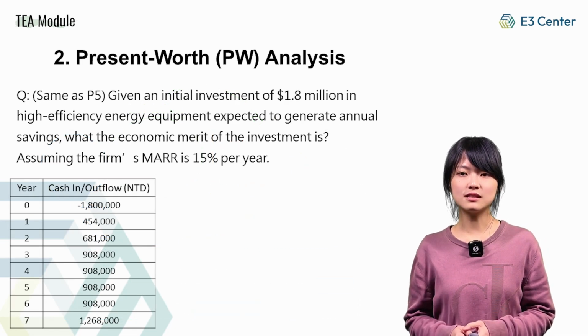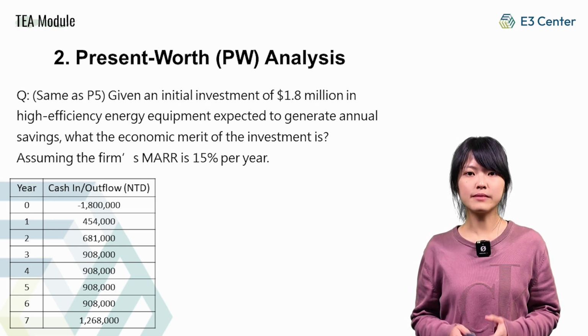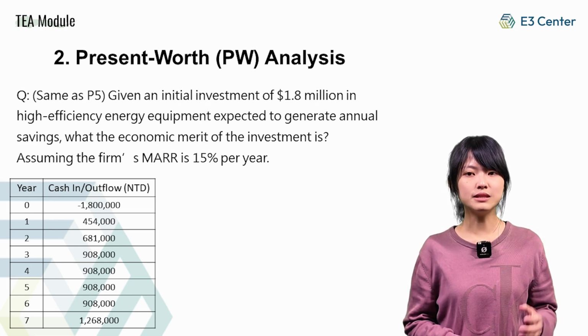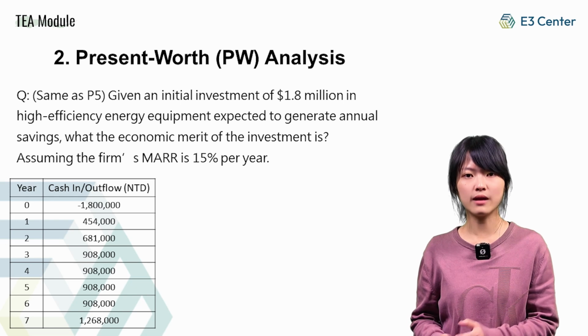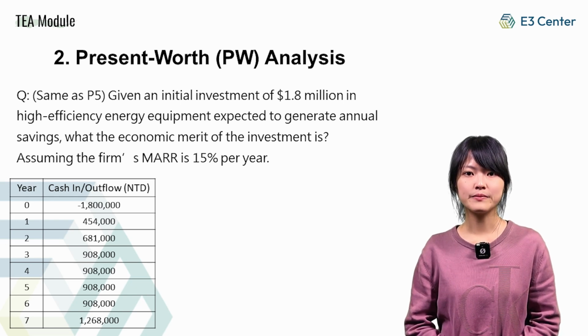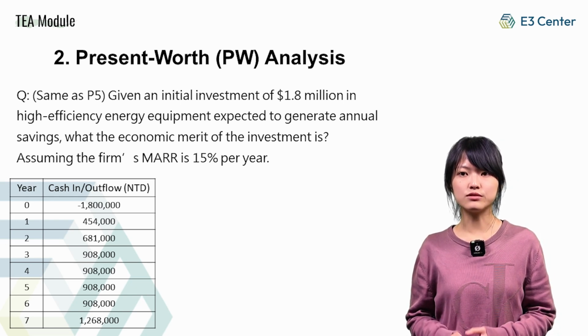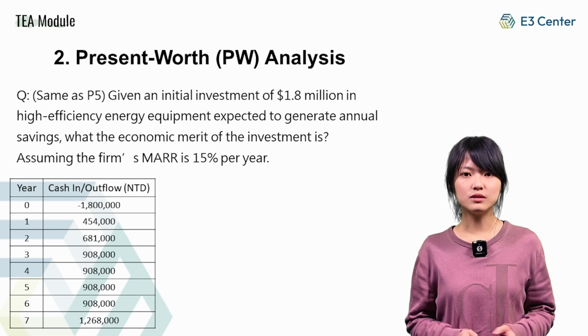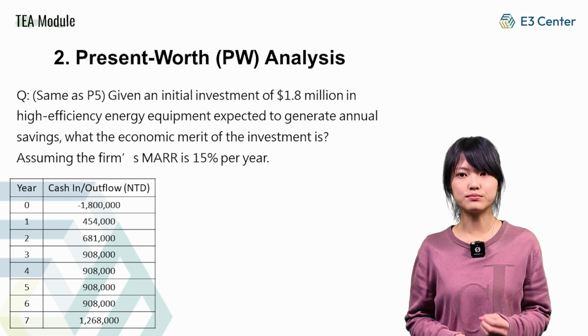Now let's revisit the same example with the same cash flow table, given a minimum attractive rate of return, MARR, of 15%. To know the economic value of this investment project, we need to evaluate the project's net present value.